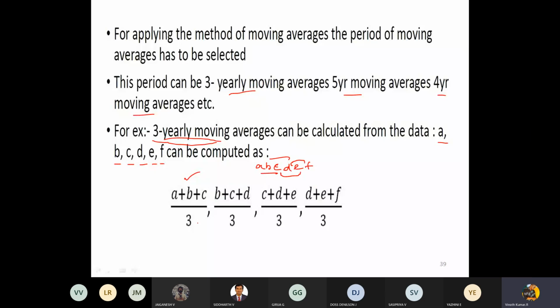How is this 3 coming here? How many variables are there in the numerator? Three variables will be there in the numerator, so the denominator is 3. So the value of n here is n equal to 3, the number of periods is 3, and likewise here also 3, 3, and 3. So this is one example of how to calculate a 3 yearly moving average for given variables.